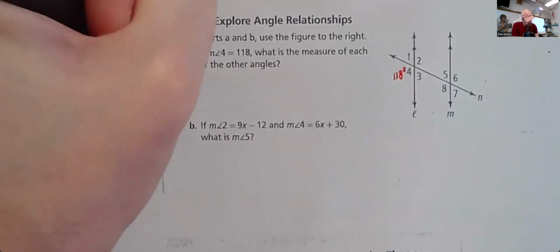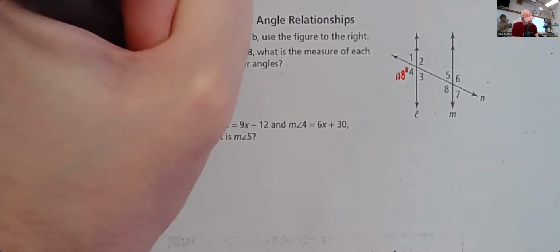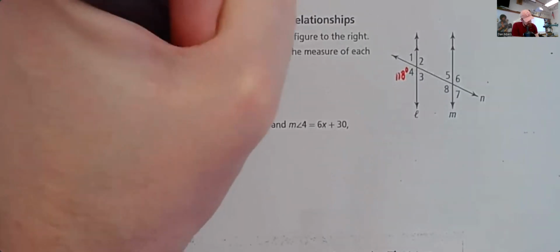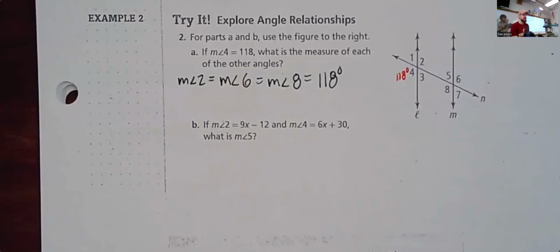Well, let's see. Measure of angle 2 equals the measure of angle 6 equals the measure of angle 8 equals 118 degrees. This is just a way of writing multiple angles that are the same all at the same time. That way we don't have to say measure of angle 2 equals 118, measure of angle 6 equals 118, measure of angle 8 equals 118. We're just saying they're all the same, they're all 118. Just write them all at once.